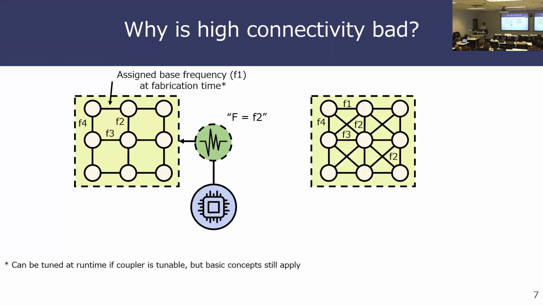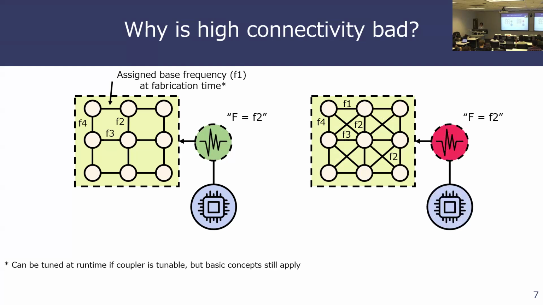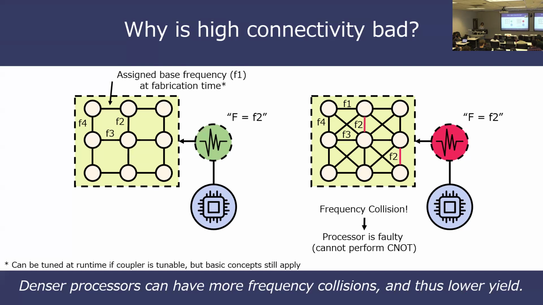Now, if we think about a dense processor, I have a bunch of conditions on what frequencies the couplings have. Yes, two faraway couplings could have the same frequency, but if they're rather near to each other, I have some constraints on what frequencies they can have. So for example, we have two couplings with the frequency f2. But since they're so near to each other, I will activate both of the couplings, and this is rather undesirable. So this is a faulty processor at the end of the day. So high connectivity actually has poor yield.